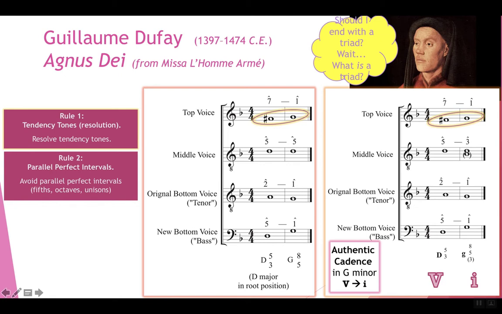Here's how you do it. It's not easy. You have to take all pairs of voices. So if you have four voices, you have to go from bass to tenor, then bass to alto, then bass to soprano.